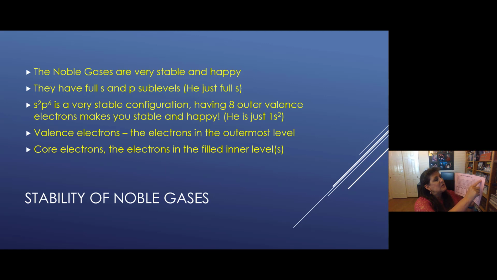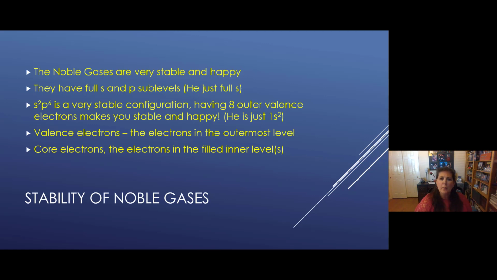Now, they're all in the last column, and except for helium, they all happen to have an electron configuration that ends s2p6. So they have a full s and p sublevel. Now, helium only has 2 electrons, so it just has a full s, 1s2. But the rest of them have a full s and p. So there's 2 electrons in an s, there's 6 electrons in a p, 2 plus 6 is 8. They have 8 electrons in their s and p.